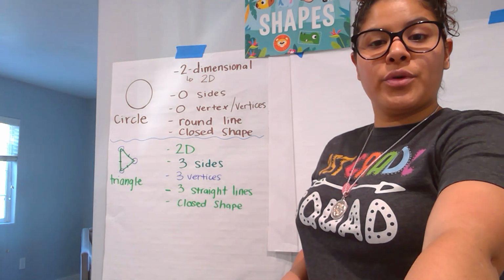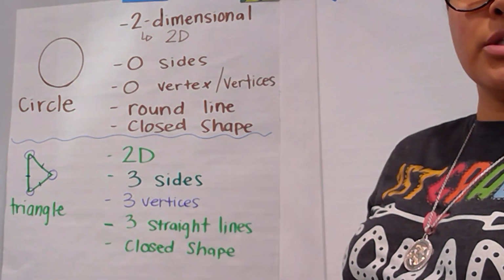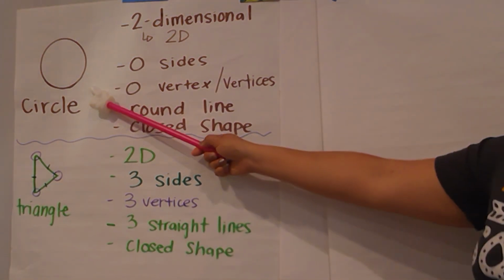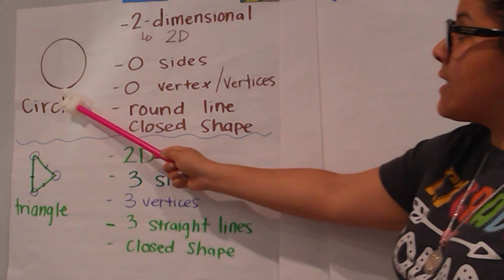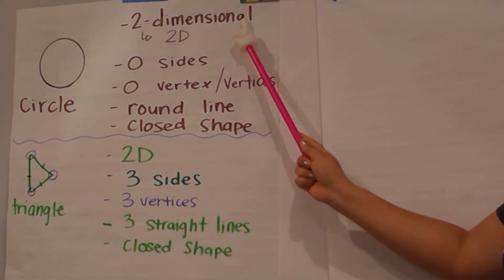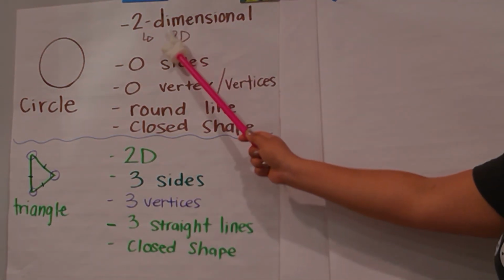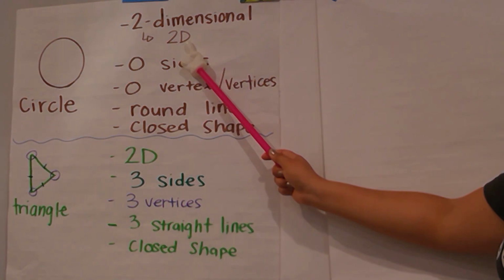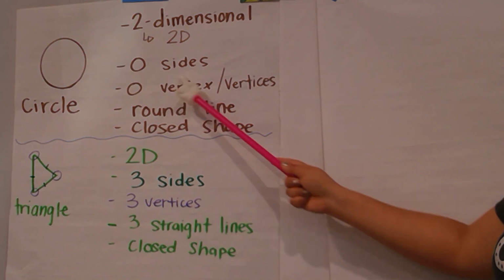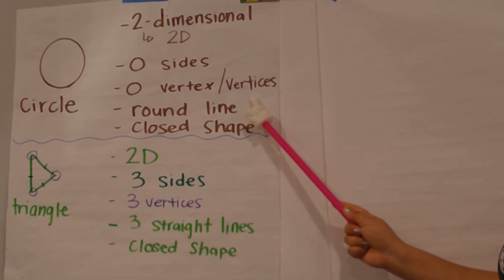Today we're going to be reviewing our two shapes from yesterday, as well as learning two new shapes. So yesterday we talked about the circle. The circle is nice and round like the letter O. We learned that it is a two-dimensional shape, which means that it is nice and flat. We could also abbreviate dimensional by saying 2D. We learned that the circle has no sides, 0 sides, and also no vertex or vertices.